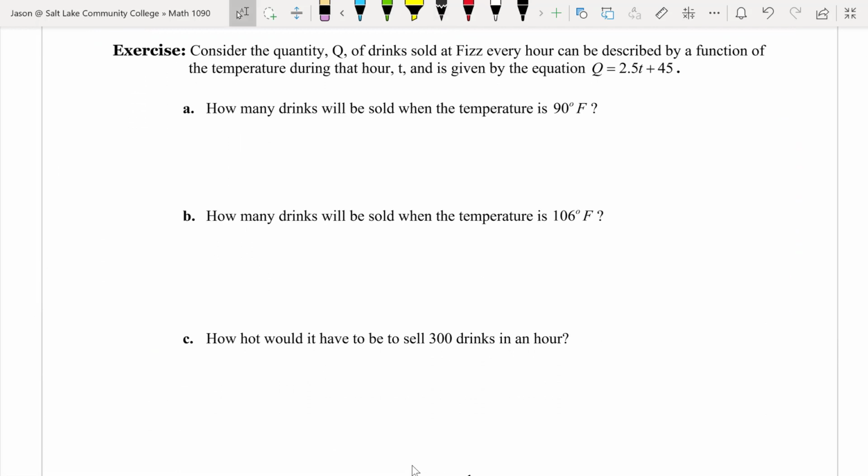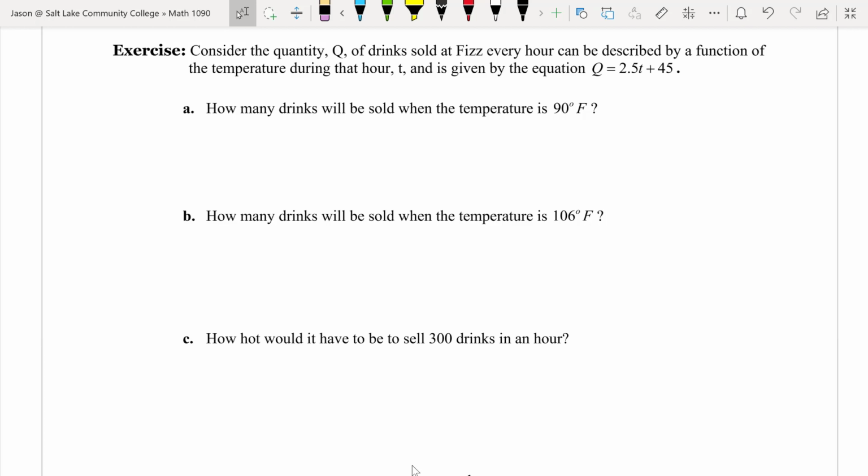Okay, so here's an exercise. Consider the quantity Q of drinks sold at Fizz every hour can be described by a function of the temperature during that hour, T, and is given by the equation Q is equal to 2.5 T plus 45. So here, this equation is establishing a relationship between an input variable T for temperature and the output variable Q for quantity sold every hour. So we can use this to answer some questions.